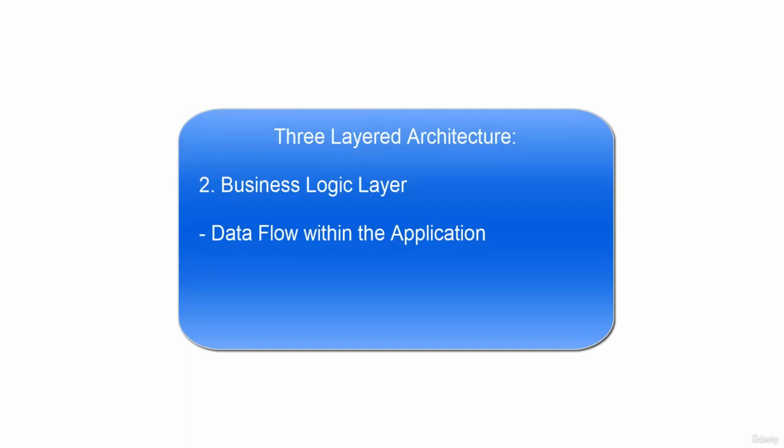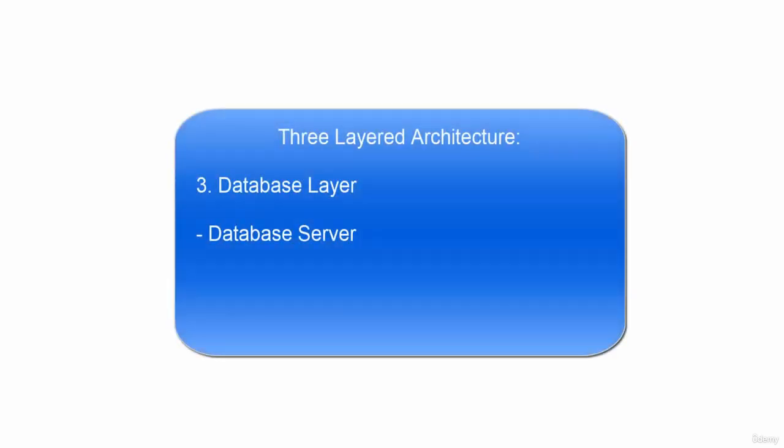Business logic layer. This layer defines the data flow within the application. User actions trigger data retrieval and storage, which is performed based on the business logic implemented by the developers. The data is stored in a database and retrieved or saved as per the user's actions. Database layer. This layer comprises the database and the database server that store the user's data. The database is accessed to retrieve or save data based on the user's actions within the application.